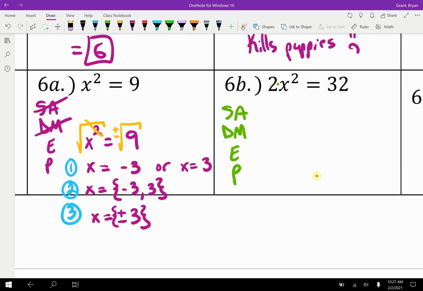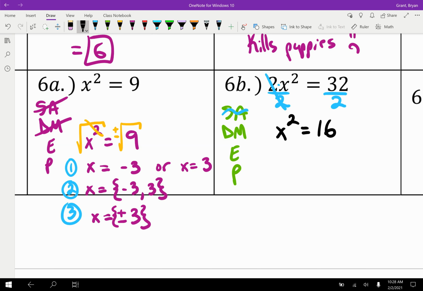We need to undo each of those, but notice none of them had addition or subtraction, so we move on to multiplication and division first. So we undo the 2 that's multiplying by dividing by 2, right? Okay? And we end up with x squared. Let's see, half of 32, I think is 16, isn't it? Yeah, that looks right. Cool.